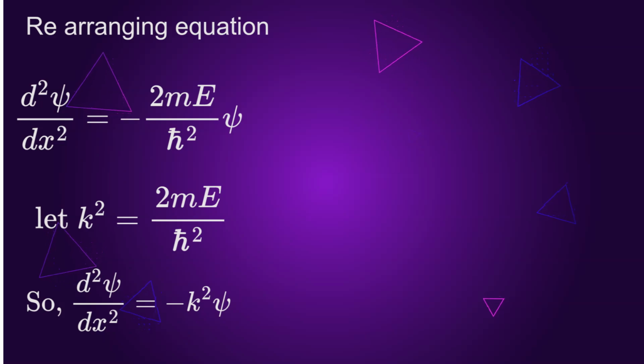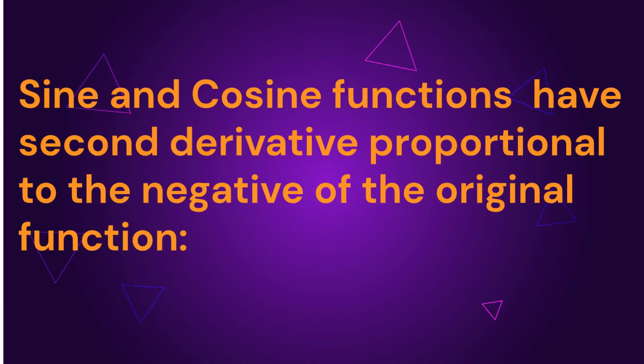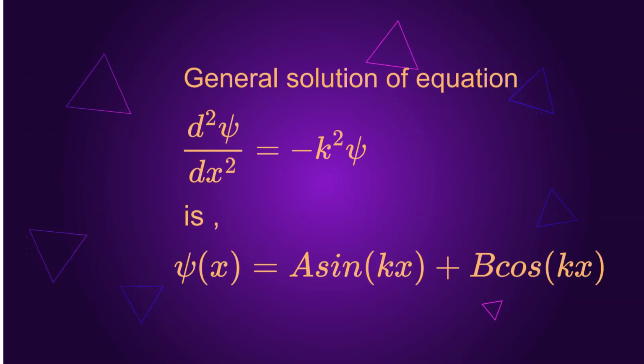This is a classic differential equation whose solutions are sine and cosine functions, because they are the functions whose second derivative is proportional to the negative of the original function. The general solution is psi(x) = A sin(kx) + B cos(kx).